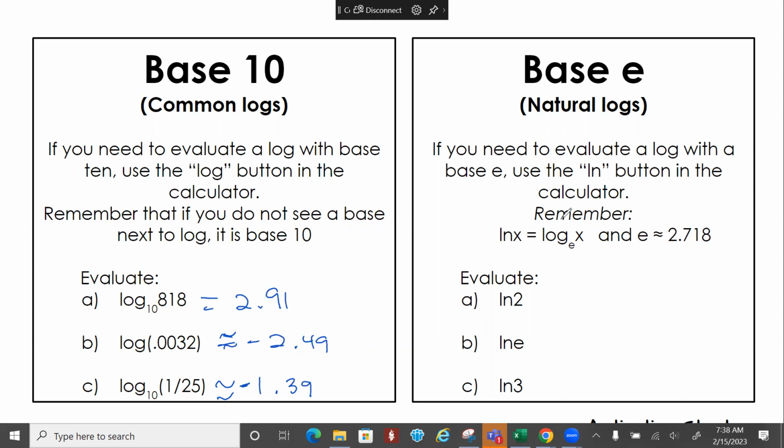Okay. All right, so now we're going to talk about base E. So this is called the natural log. If you need to evaluate a log with a base E, use the ln button in the calculator. Okay, so remember, log of base E is the same thing as ln. And you do have a button that already does that. So go ahead and take a second, and you can do it on your iPhone too. If you do ln of 2, what do you get? Okay, 0.69. Okay, what about ln of E? So you're going to type E first and then hit that ln button, and that's going to give you 1. What about ln of 3? Good. Okay.